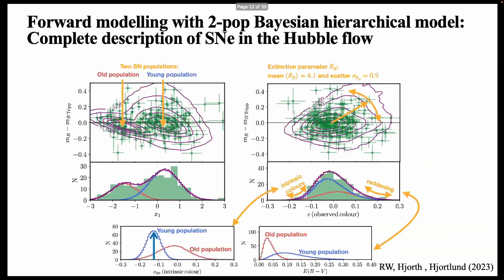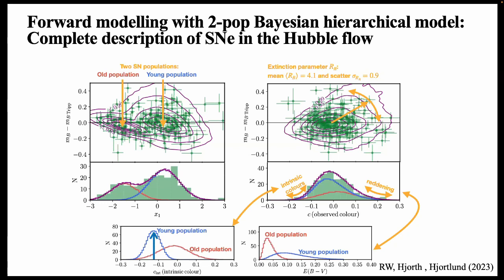We can fit this model to supernovae in the Hubble diagram. It's a very complicated summary here, but let me quickly go through it. What you see here is basically the supernova magnitude with respect to the Tripp calibration, so basically the Hubble residual as a function of stretch and as a function of observed color.